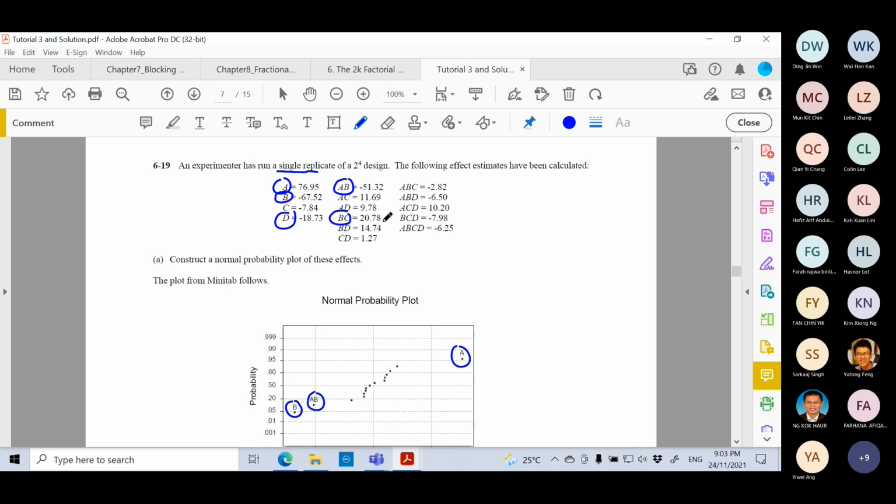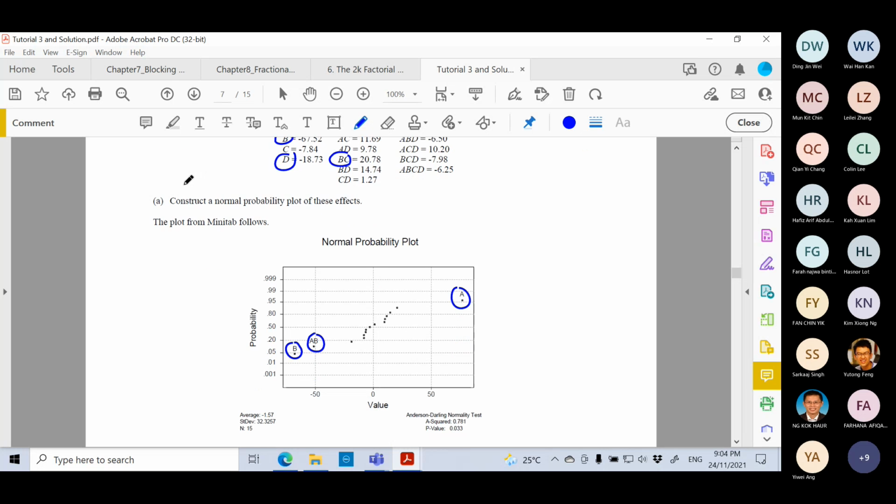the rest of them, in the normal probability plot suggested by Daniel using this type of technique, we can know which are important. So even though these are very large, we do not know whether they are significant when testing the hypothesis. So only A, B, and AB are important. The others are not important at all. This one is question number 6.19.